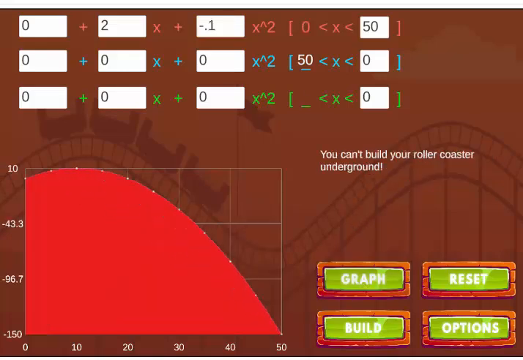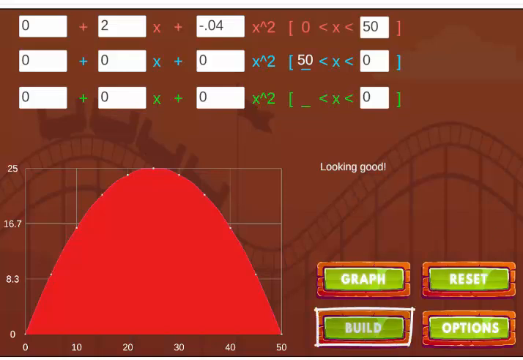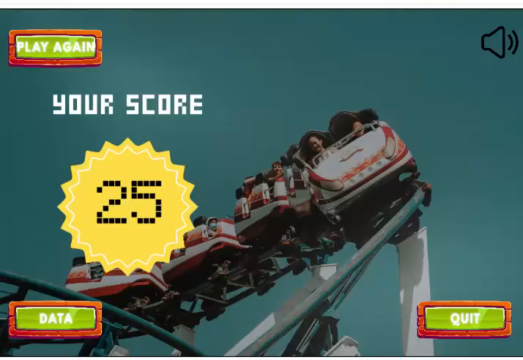While our roller coaster is going the right direction, the coefficient still needs to be adjusted so the roller coaster doesn't go down quite as much. By adjusting the quadratic coefficient, we now have a working roller coaster. And we receive a score of 25 because the roller coaster went downhill 25 feet.